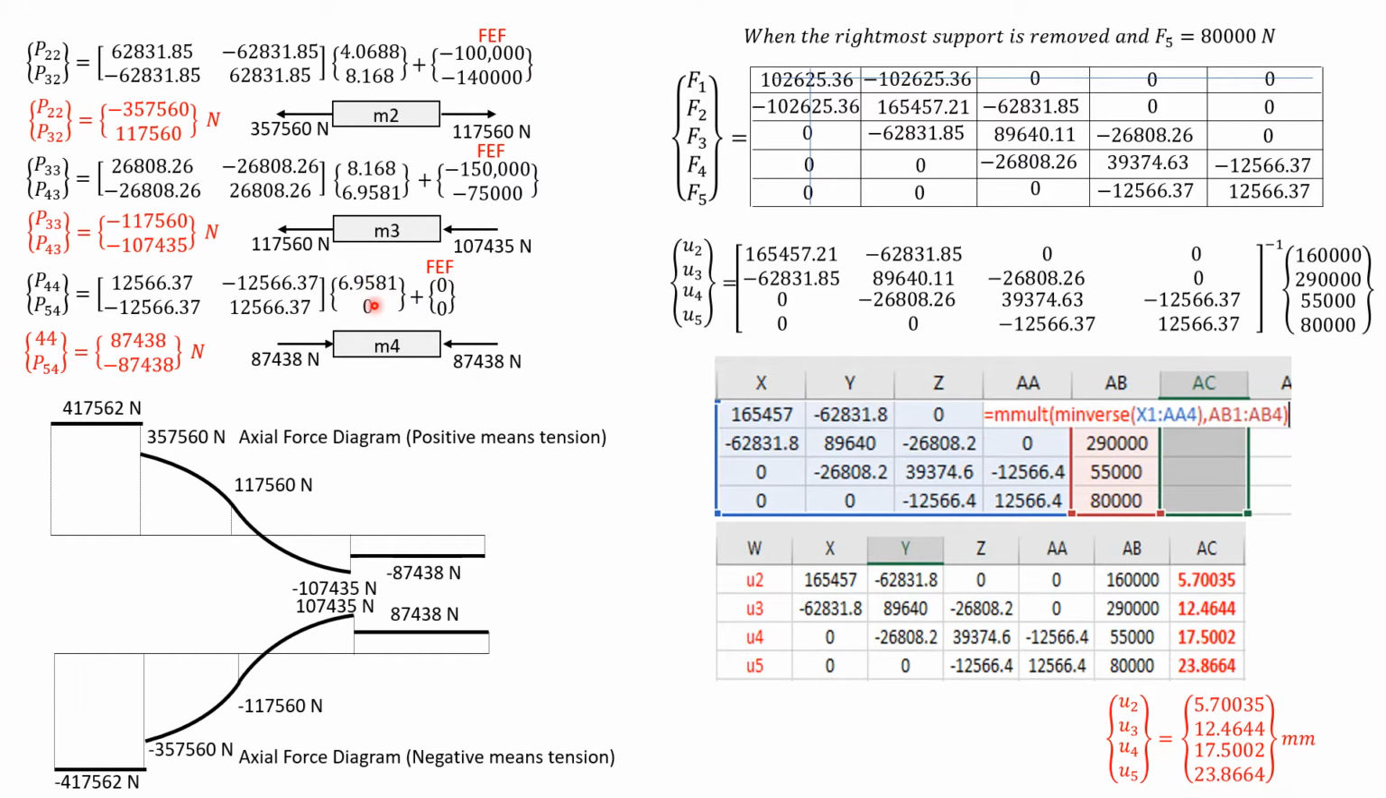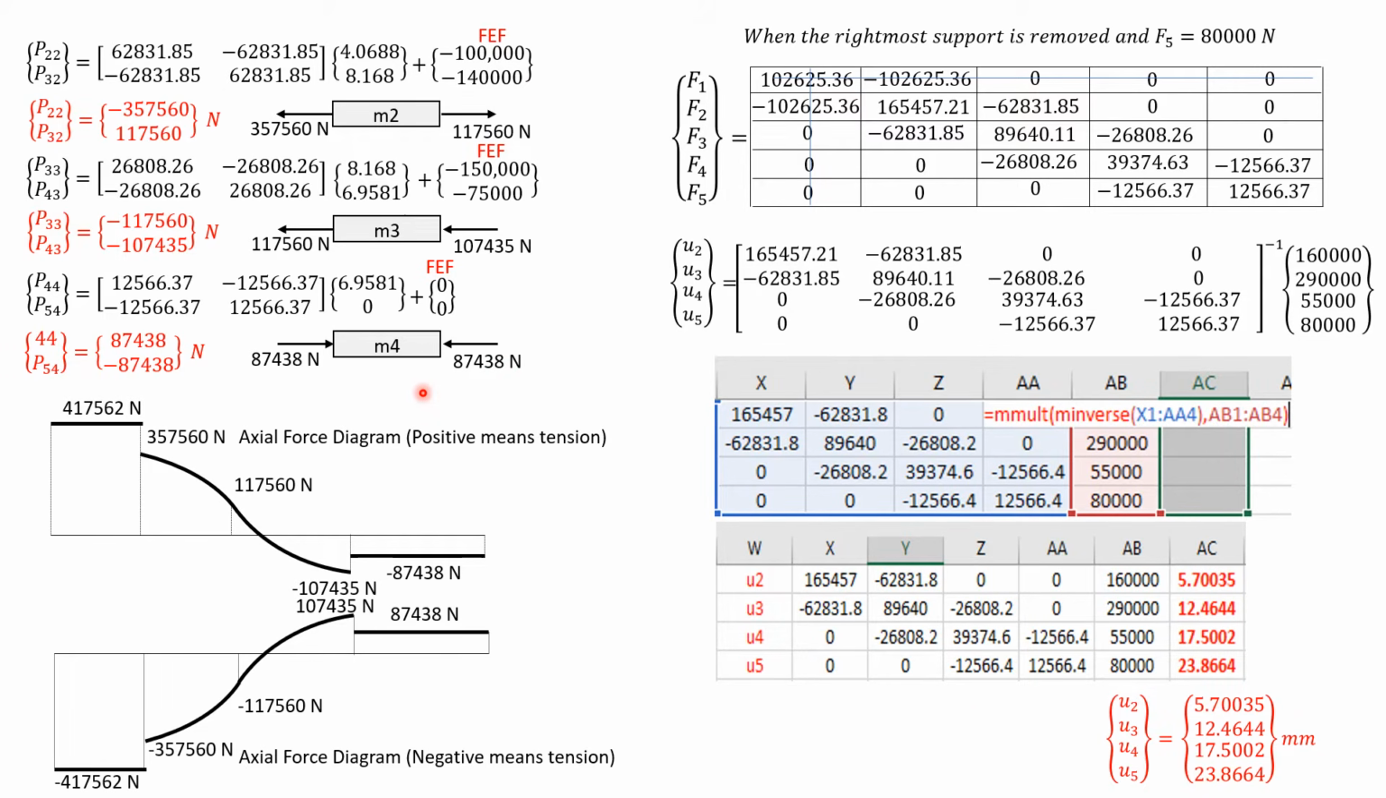Then this is U4 and this is U5, 0 because this is fixed. And there are no fixed forces in member 4 if you look at the original figure in drawing. So there's none. So expanding, you'll get 87,438 and negative 87,438. So this is rightward and this is leftward. So member 4 is in compression.